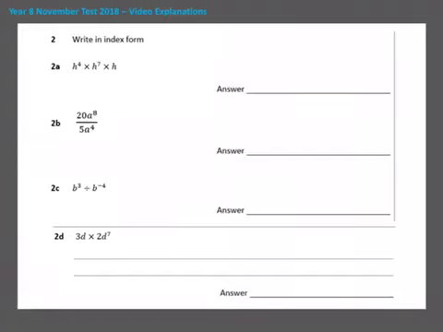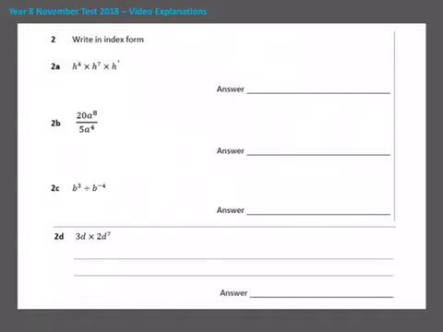So here we're looking at different expressions in index form and we're trying to simplify them into just one expression which is in index form. So in 2a we've got h to the power of 4 times h to the power of 7 times h, and we need to remember that the h has an invisible power of 1 that we don't normally put.